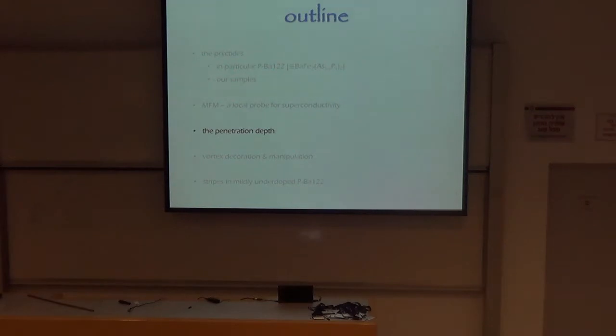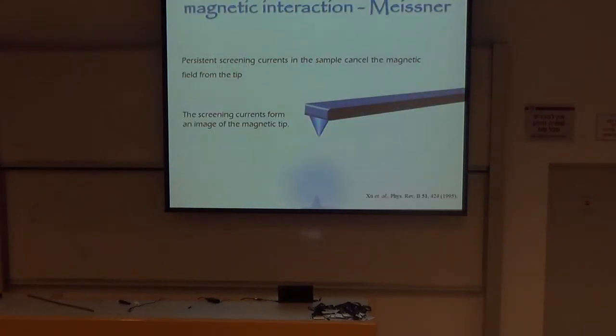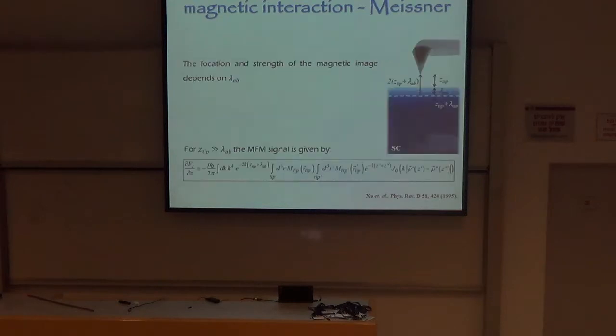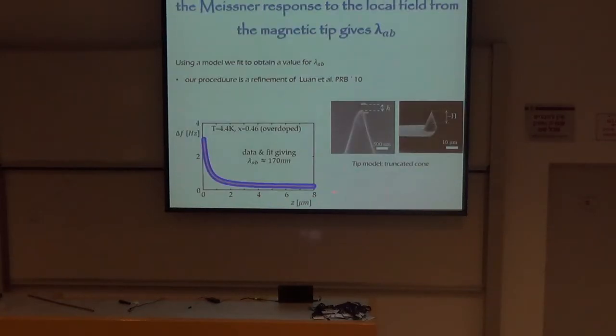So how do we use this to measure the penetration depth? The reason there's Meissner repulsion is that there are screening currents in the sample screening the field from the tip, and they're fully worked out. You can get expressions for the kind of repulsion that you'll get. And you take one of these curves and you fit it, and you get an estimate for the penetration depth. And again, the information is from a very small area.